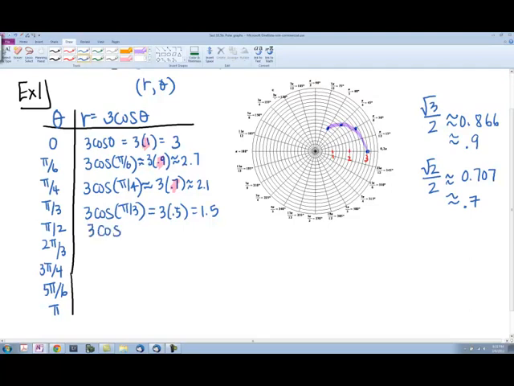Now we're going to use cosine pi over 2, and that's 0. So again, take a look at the numbers. What do we have here? 3 times 1, 3 times 0.9, 3 times 0.7, 3 times 0.5, and now this one is actually 3 times 0.